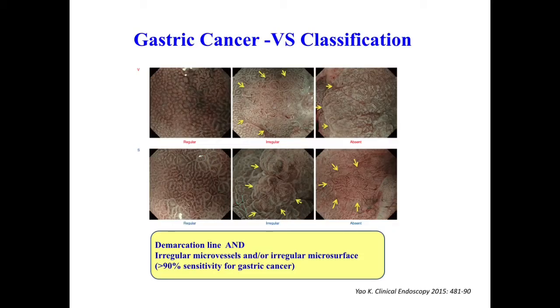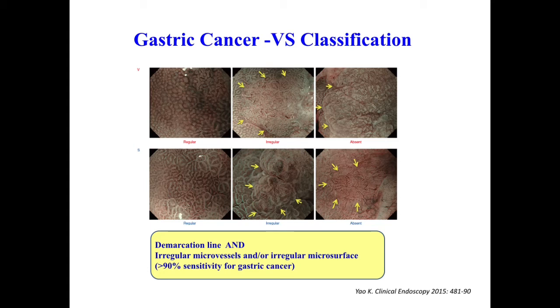So now that we have discussed the appearance of normal gastric mucosa on narrowband imaging, how does an early gastric cancer appear? Now there are changes in the microvessel pattern and changes in the microsurface pattern, and these changes are used to identify the presence of a lesion. For gastric cancer, these changes have been described in the VS classification, which is one of the most commonly used classifications for detecting early gastric cancer. This was proposed by Dr. Yao from Japan.